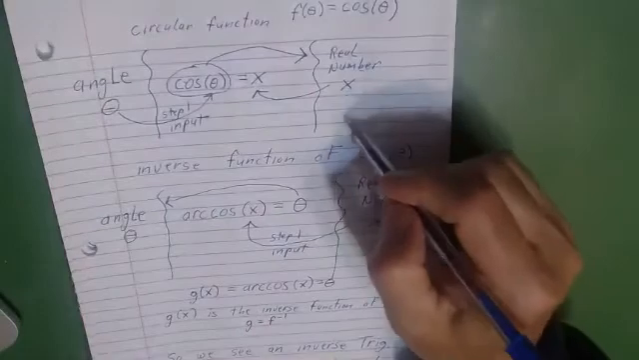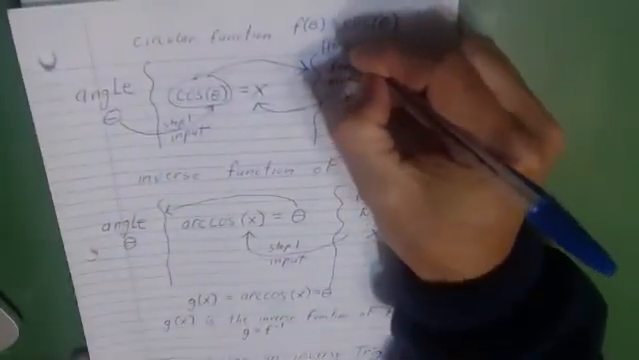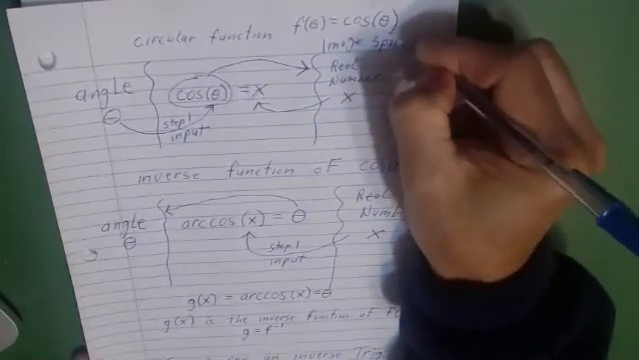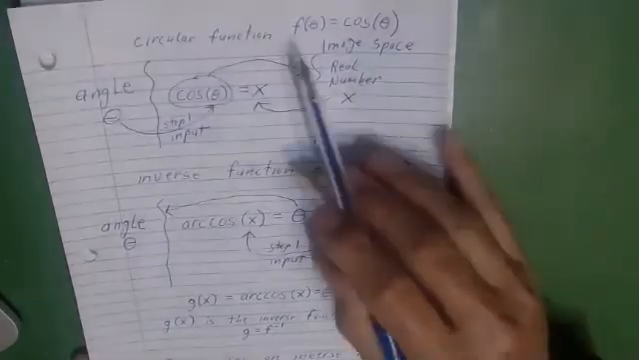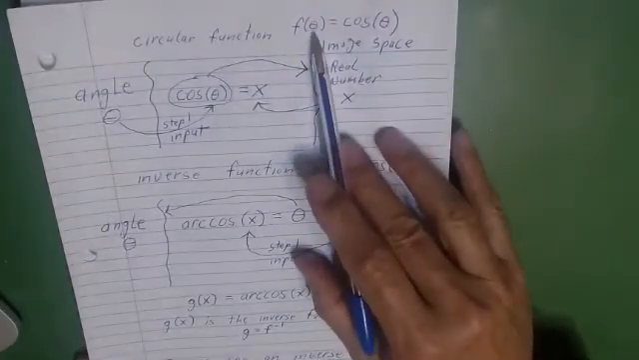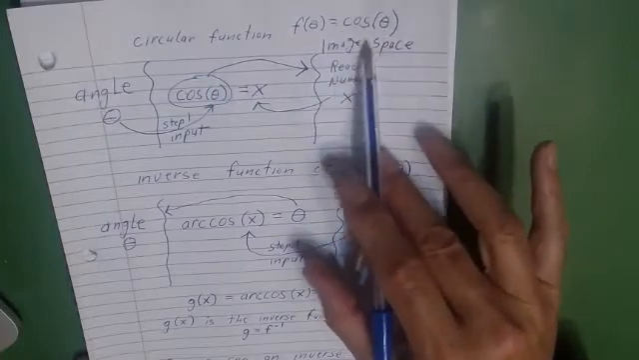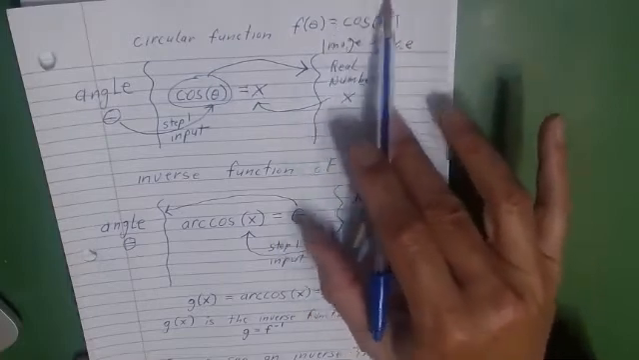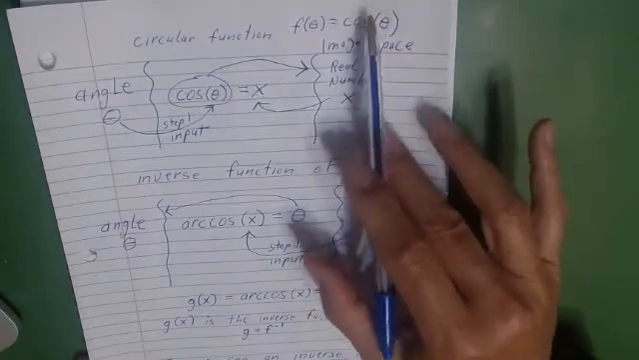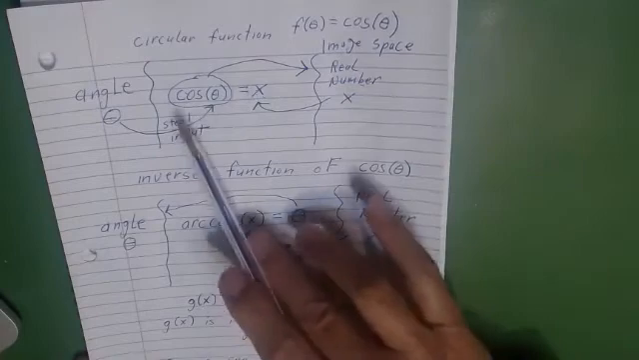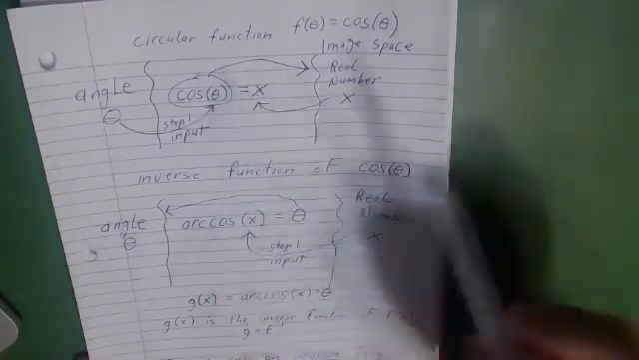And this is called the image space of the function over here, okay? This is the image space of a function. So this is a map from theta space to x space. You can think of it that way, right? Cosine theta, all the values of cosine theta are some value of x. So that's what this trig function is, okay?